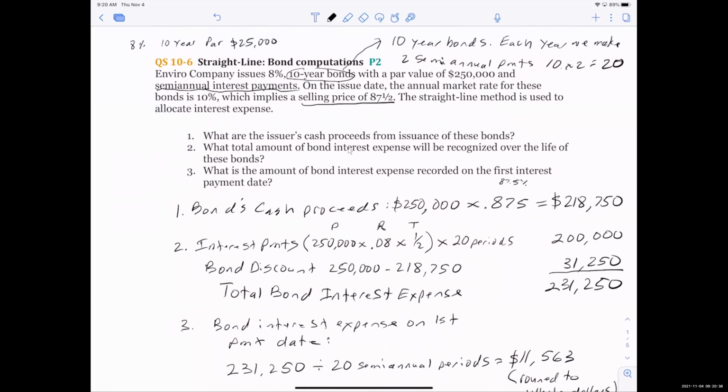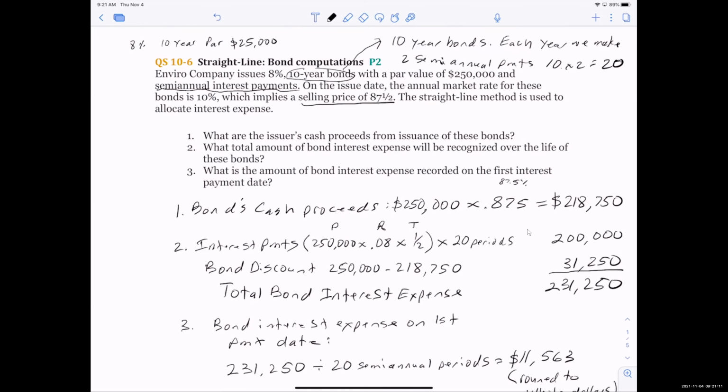Well, remember, these are 10-year bonds, right? And each year we make 2 semi-annual payments. So if we make 2 every year for 10 years, we're making 20 payments, right? 20 semi-annual payments. That's where I get the 20. Okay. So over the life of the bond, we'll be paying interest of 200,000.